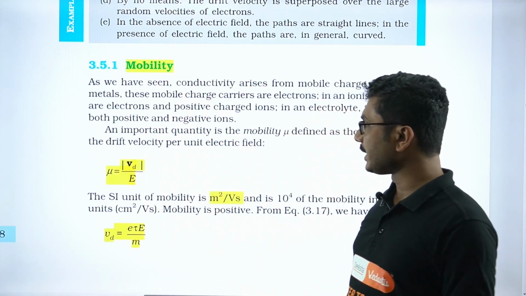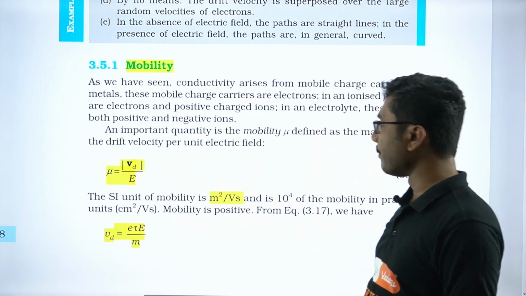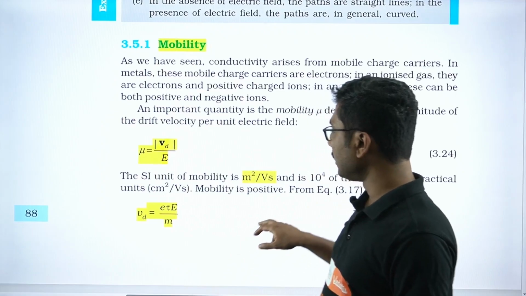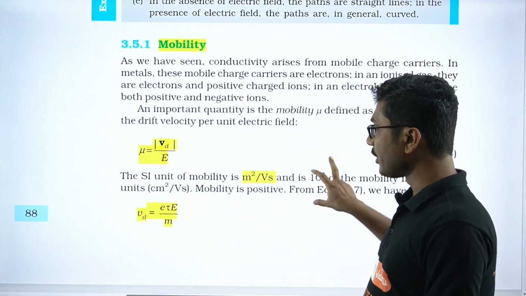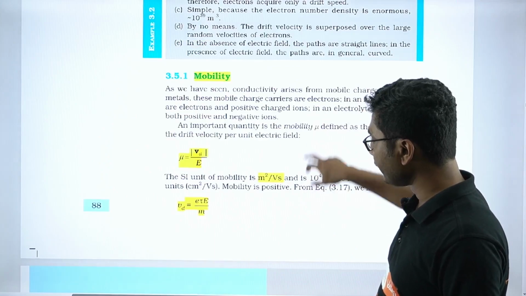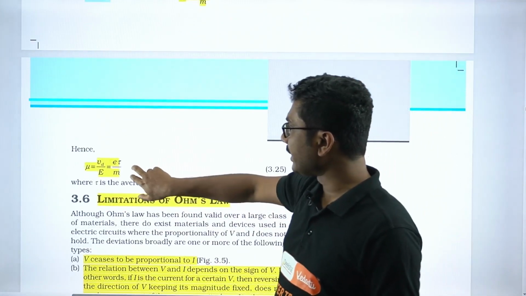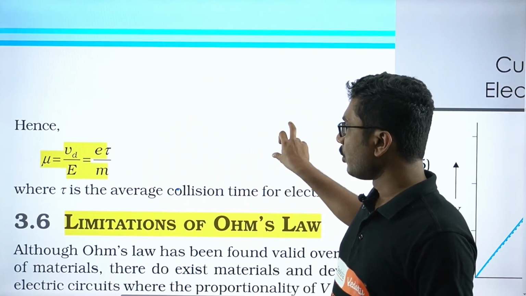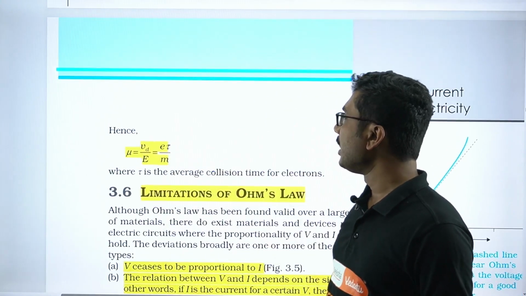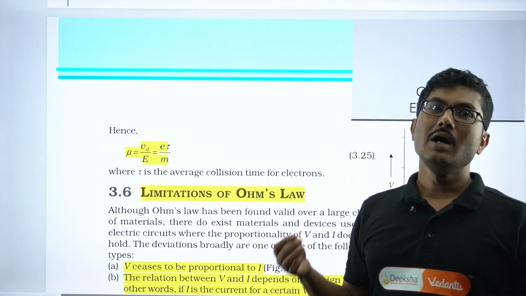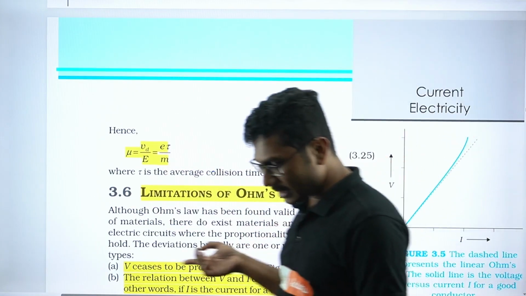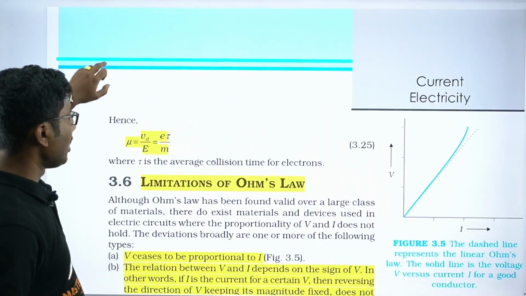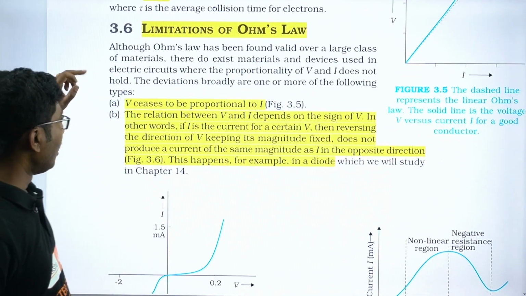And then drift velocity can be related as e tau E by m. This one you already have seen. This is only the value without the sign. The same value we have seen in the past as well in the drift velocity part. So the same equation they have given, and then they have defined that mobility is basically e tau by m. So mobility, as you can see, is a constant term. It depends only on the relaxation time of the material, right? So it is the average collision time of electrons. So this is a constant for a given material. Mobility is generally constant.